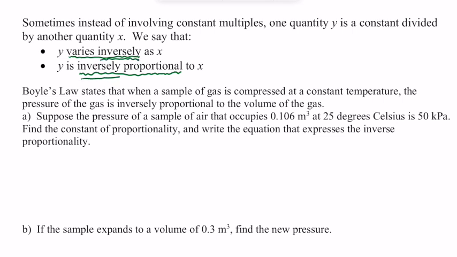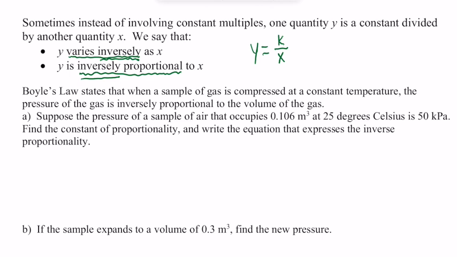Whenever you have varies inversely or inversely proportional, we would say our first variable is our constant of proportionality divided by the second variable. So watch out for that. When it's directly proportional, one variable is k times the second variable. When it's inversely, the first variable is k divided by the second variable. So with that in mind, let's read our next problem.